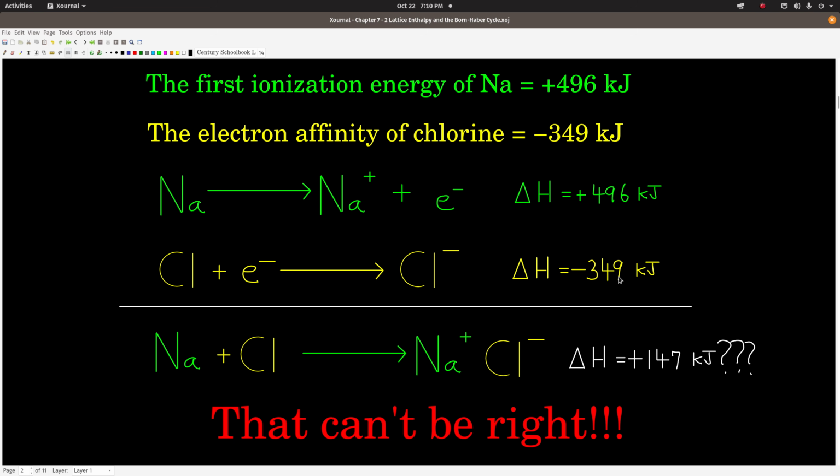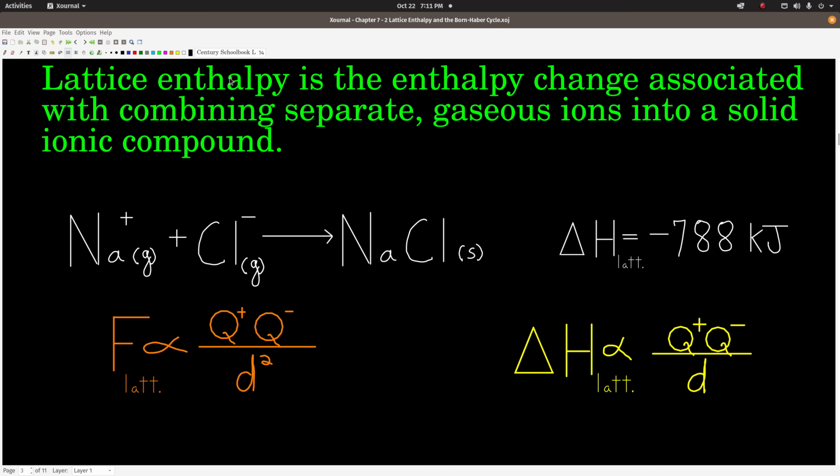negative 349 kilojoules. Now if we just add up these two equations, it looks like we're forming sodium chloride from its constituent elements. But when we add up the changes in enthalpy, we get a positive number. And that definitely can't be right, because we know that whenever we form an ionic compound from its constituent elements, we release energy. It's an exothermic process. Delta H is negative. Something must be missing. What could it be? It's lattice enthalpy.